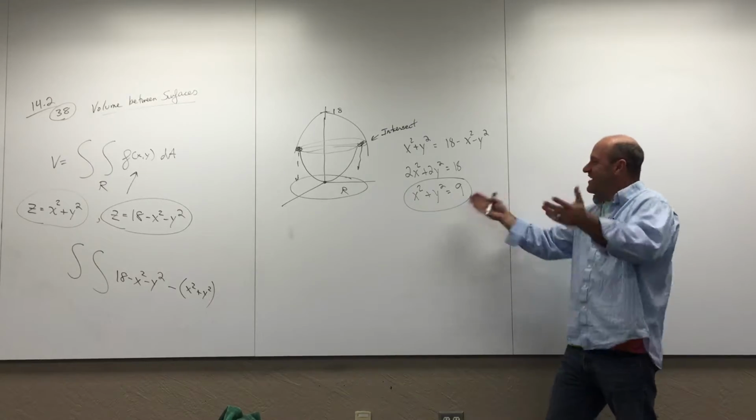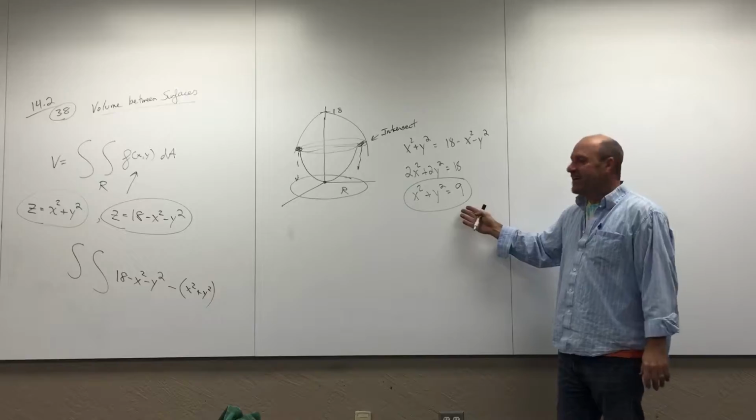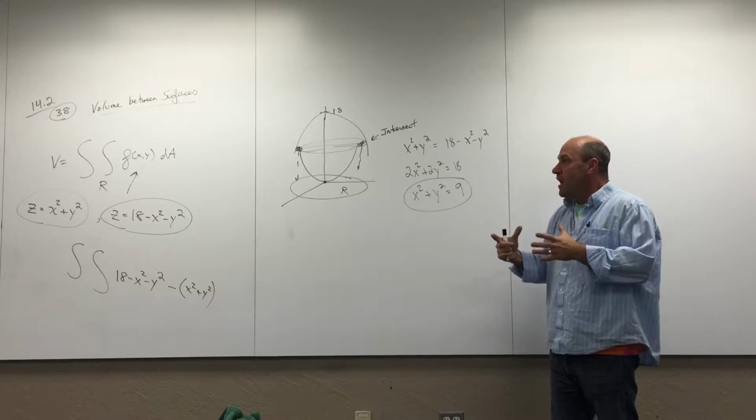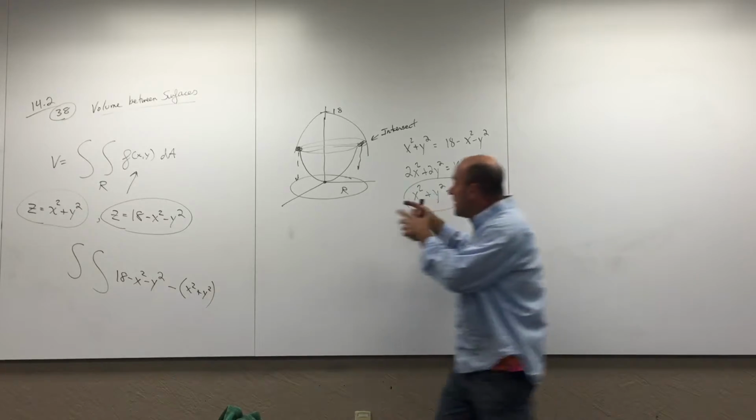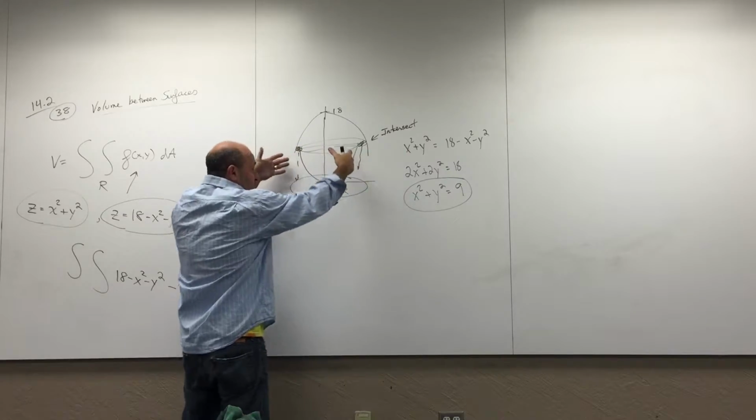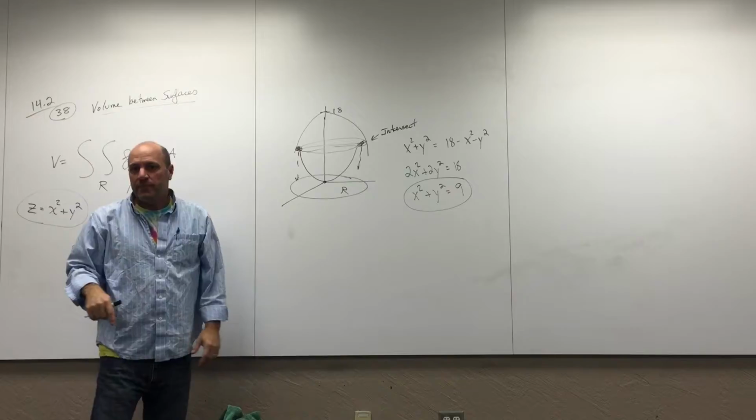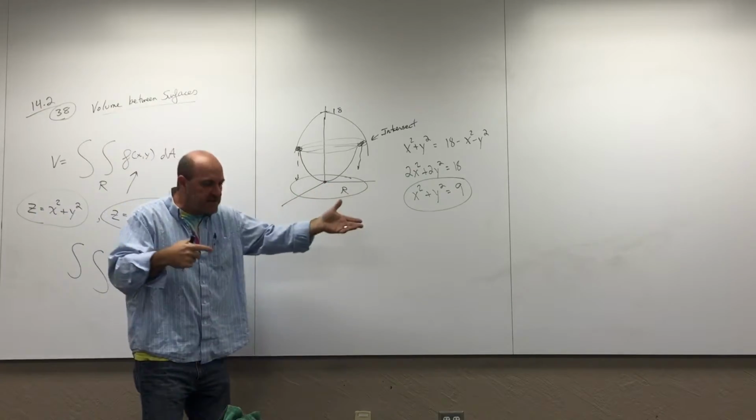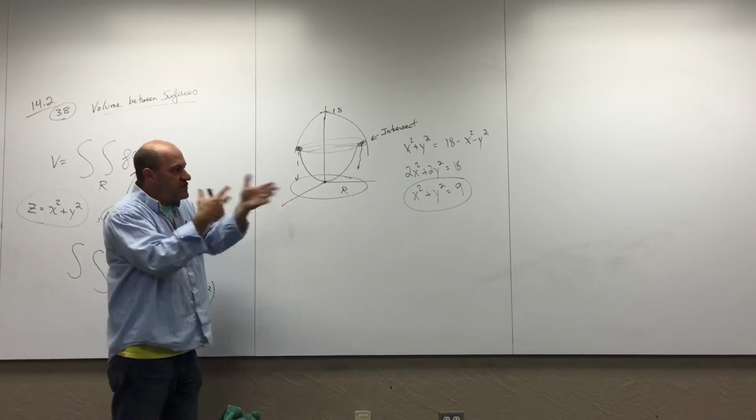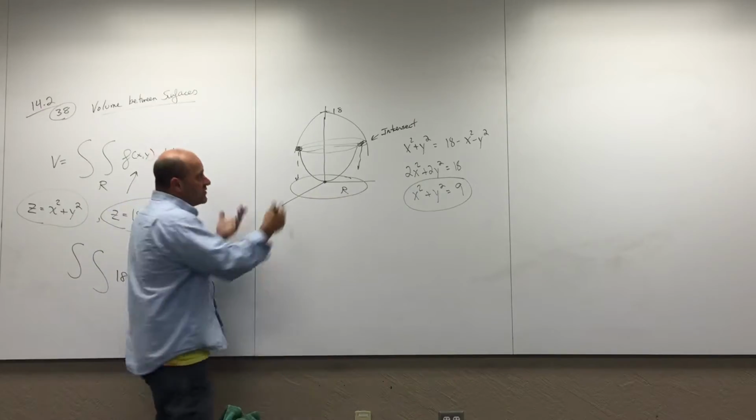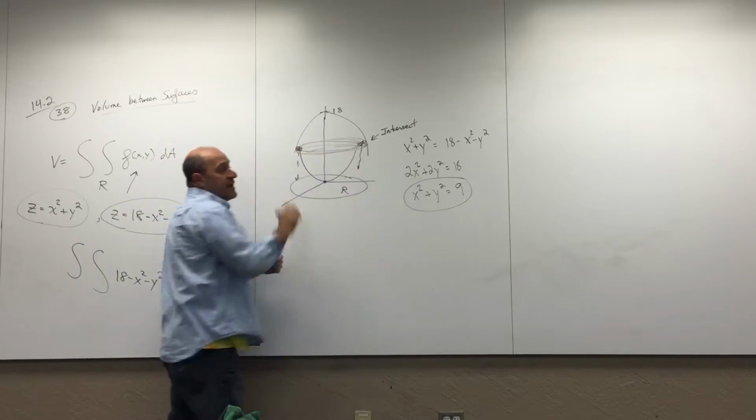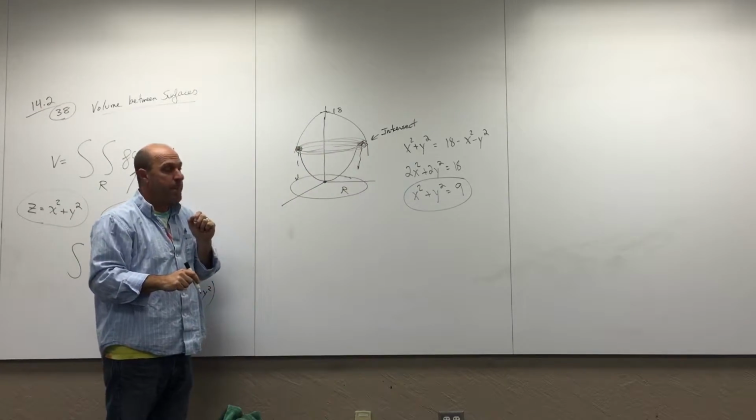No, it's, again, thank you, a circle of radius 3. That's not a picture of a circle of radius 3 in the XY plane. This circle of radius 3 is where they intersect, which is occurring up here somewhere at some Z value.